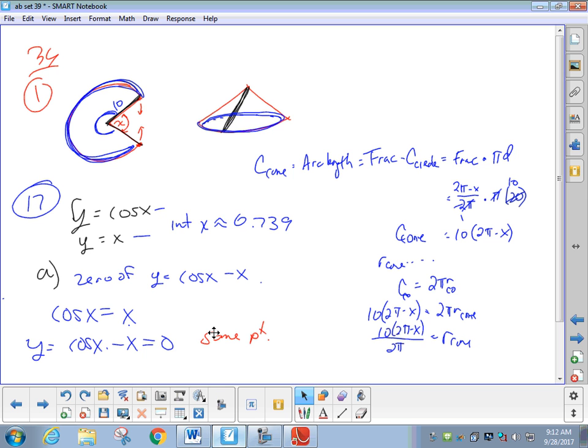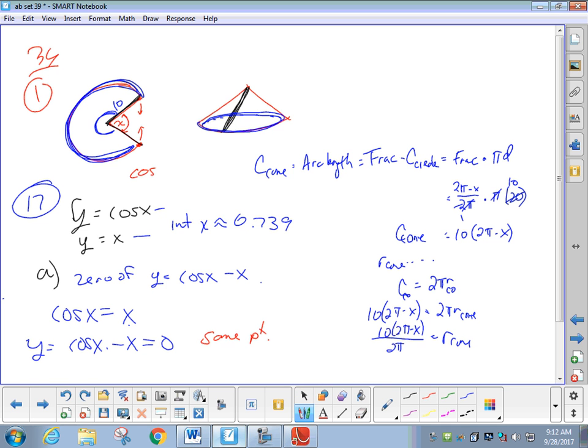All right, moving on to 37. Questions on 37. What about B? I think that had B. Find the 0, that's what I did. Yeah. So they're the same. The intersection is 0.739. The 0 of that is 0.739. It's the same. It doesn't matter.